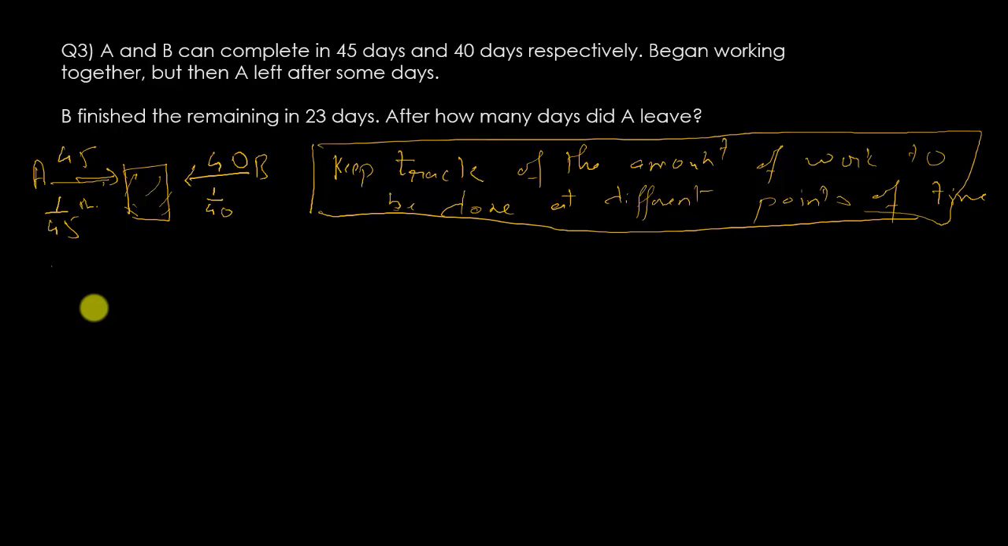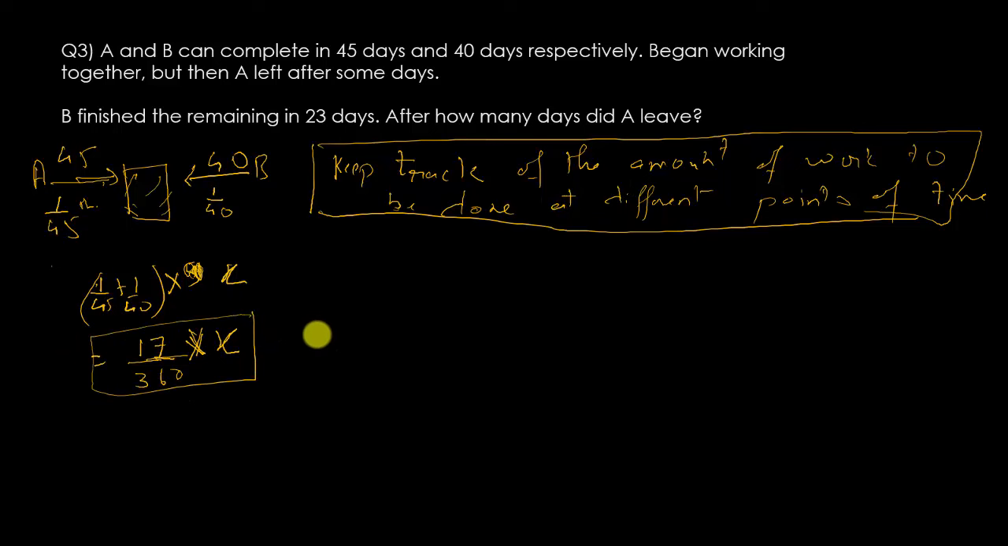So in this case, we know that every single day when A and B both are working, they are finishing 1 by 45 plus 1 by 40th of the work. That is 8 plus 9, 17 by 360. And they have worked for some X days. We don't know how many days, so we will still try to keep track in terms of X. So they were able to finish 17x by 360 work. So we are keeping track of the amount of work that is being finished.